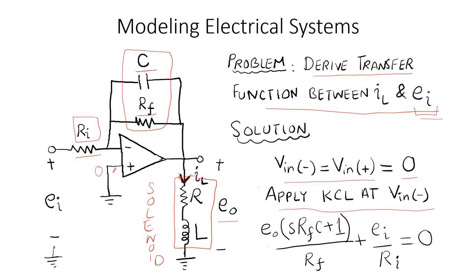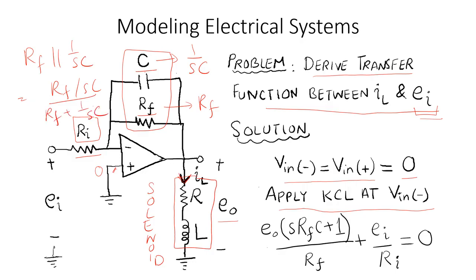And for that, once again, I would like to convert this circuit into an equivalent Laplace circuit. I would first like to convert these into impedances. This is 1 over SC and this is RF. So the parallel combination of RF and 1 over SC will be equal to RF divided by RF plus 1 over SC. If you simplify, SC will cancel out and you get something like this.